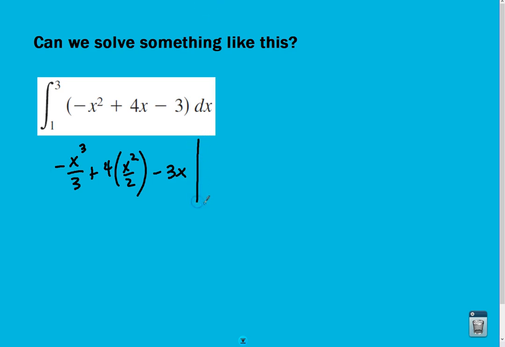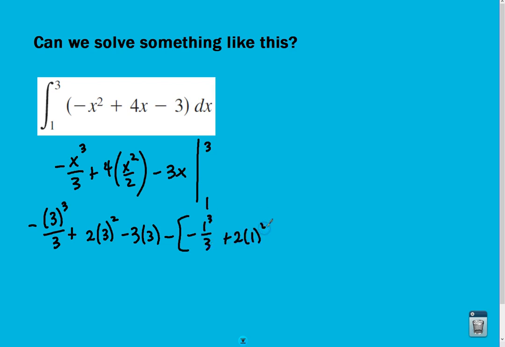All right. But I'm evaluating this from 1 to 3. So I'm going to plug in a 3, and I've got negative 3 cubed over 3 plus, actually this works out to just be 2x squared, so I'll make that 2 times 3 squared minus 3 times 3 minus, since I have some negatives here that I need to distribute, I'm going to plug in the 1 with my bracket here: 1 cubed over 3 plus 2 times 1 squared minus 3 times 1.